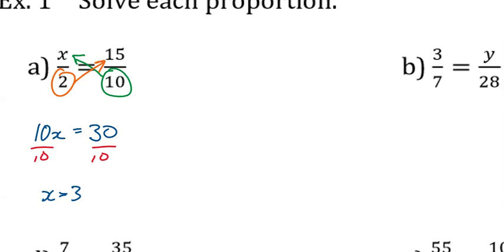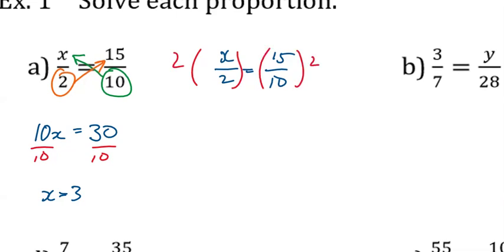So really all you did is you took both of these and multiplied them by 2. Multiplied by 2 on both sides. That got rid of the 2 there. And x was 15 times 2 divided by 10, which gave us 3. Okay? Does that make sense? Try the next one.